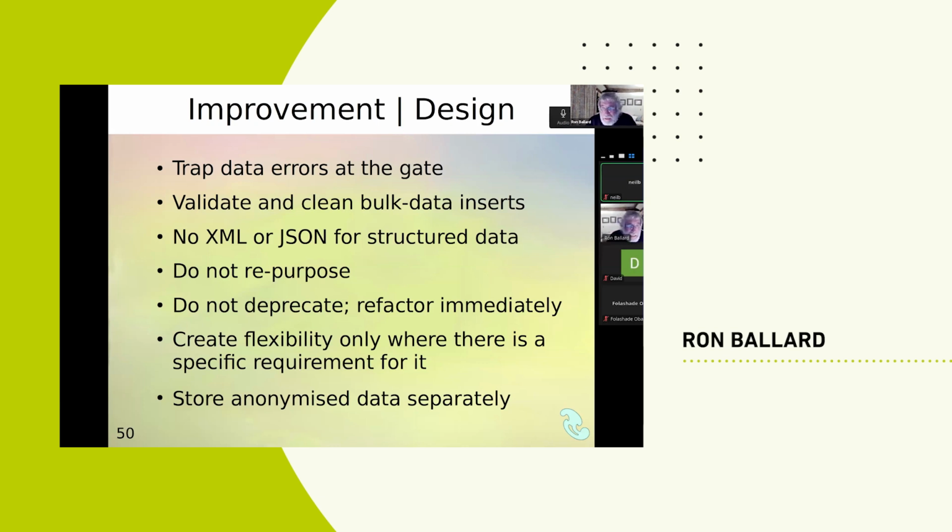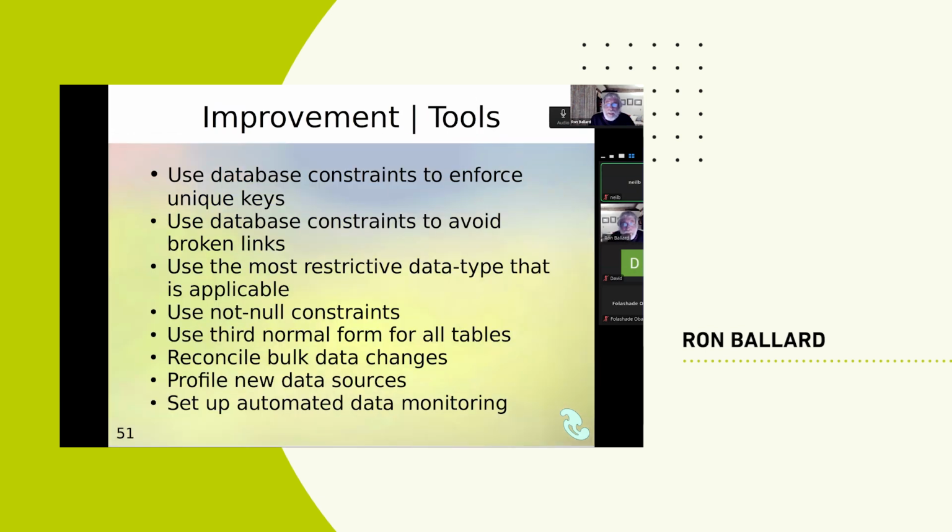Don't add complication and flexibility unless the users actually need it. There are lots of systems which make things more complex and therefore more vulnerable to data errors when they're not needed. And store anonymized data separately. Don't just write anonymized over everything. That's a bad way to do it.